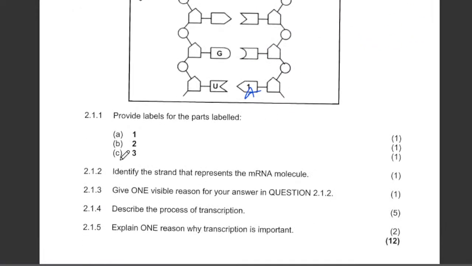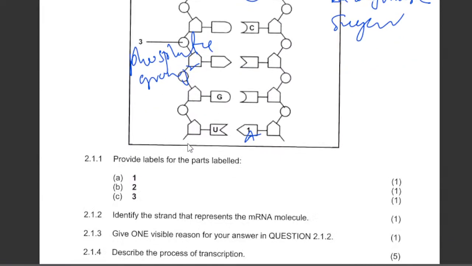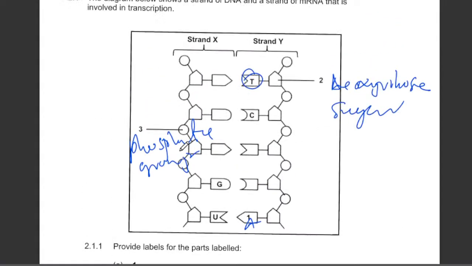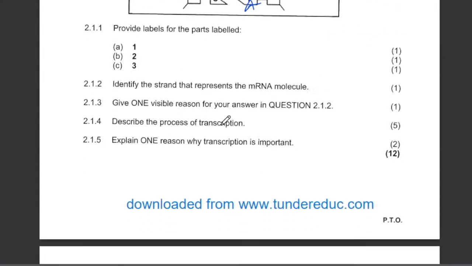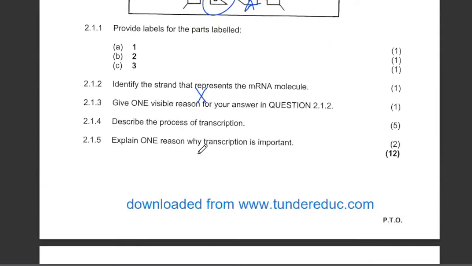And then they're saying that number three is phosphate group. Phosphate group. Identify the strand that represents messenger RNA. So it's this strand X. Strand X. Give one visible reason: because it has uracil. You see, it has uracil.